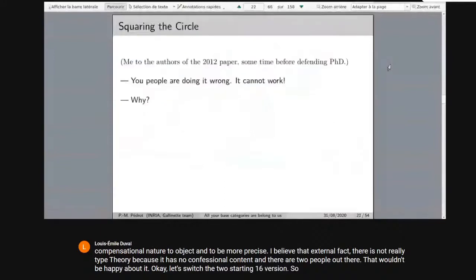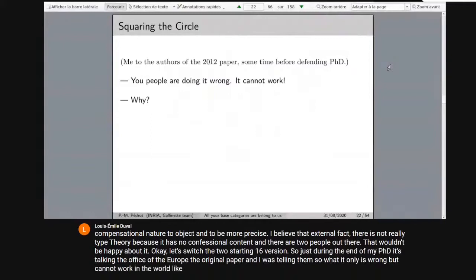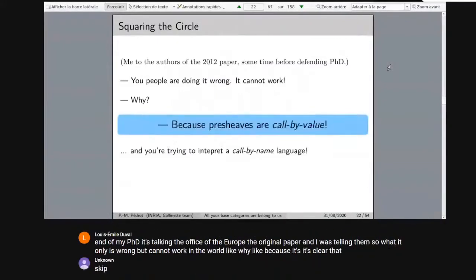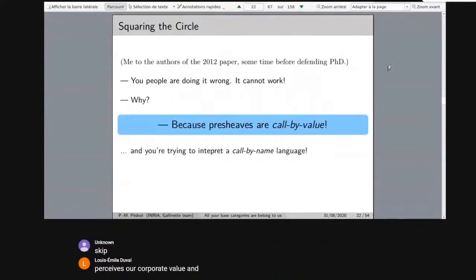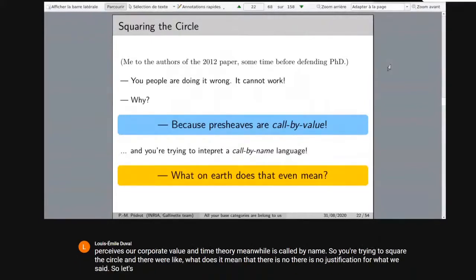So just during the end of my PhD, I was talking with the authors of the original paper, and I was telling them, oh, so what you're doing is wrong, it cannot work. And they were like, why? It's because it's clear that presheaves are call by value, and type theory, meanwhile, is call by name. So you're trying to square the circle. And they were like, what does it mean? There is no justification for what you said. So let's have a look.